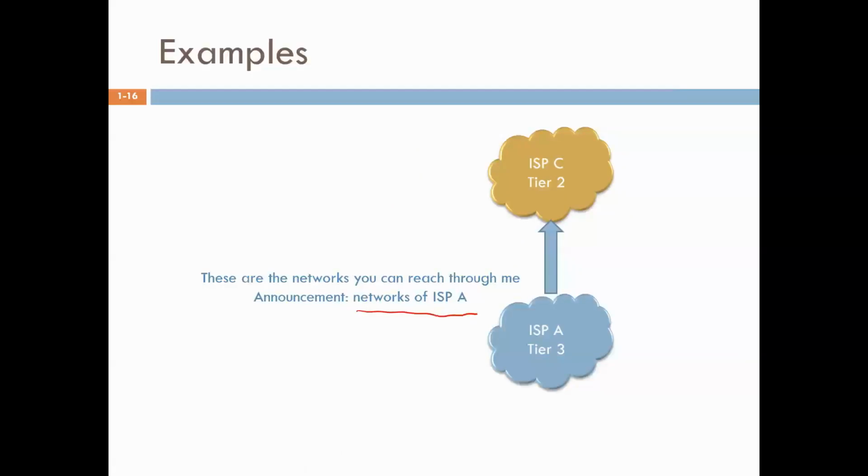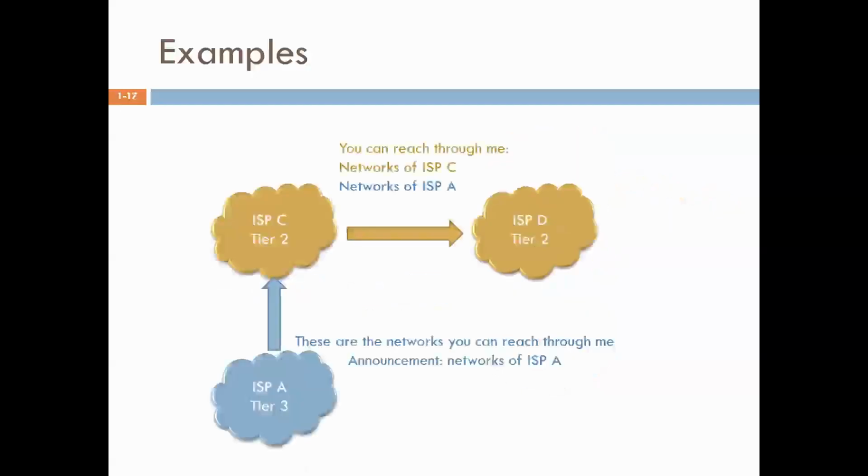So ISP A will say these are the networks that are reachable through me, by using route summarization as we discussed. And so ISP C will know that there are networks announced by A that are reachable through this link. And if ISP C accepts this announcement, then it can actually start forwarding data in the opposite direction, as we said, to ISP A. Okay.